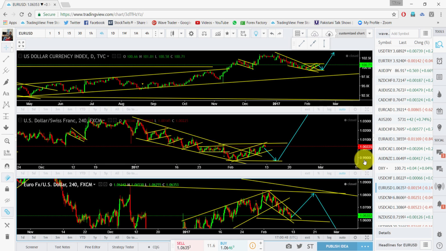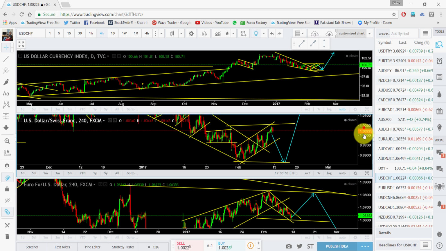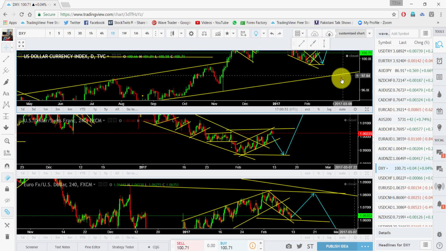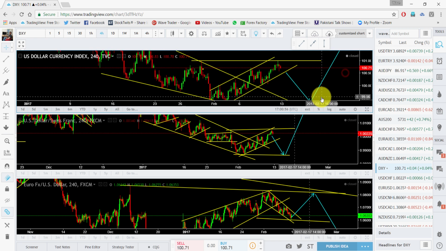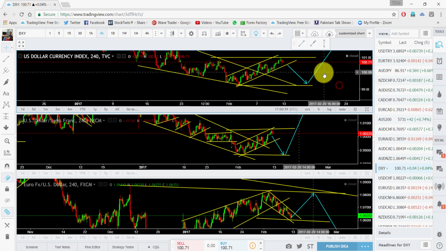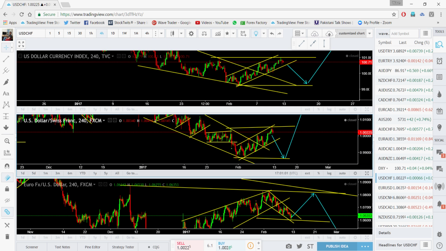Okay, so up move on Euro USD and down move on dollar index and USD Chief for short term. Yeah, corrective up move we can see over there. Corrective down move we can see over there. So this move is highly likely possible on all these pairs.